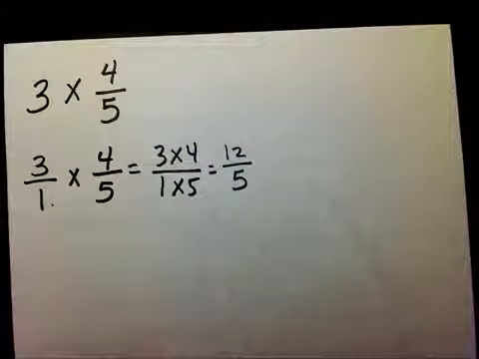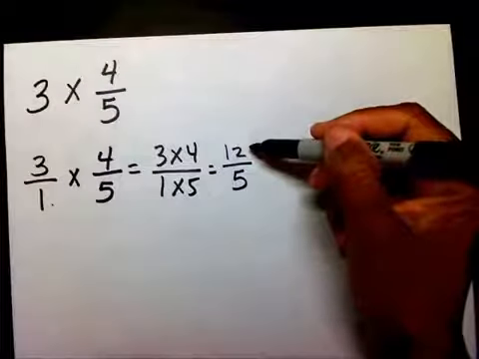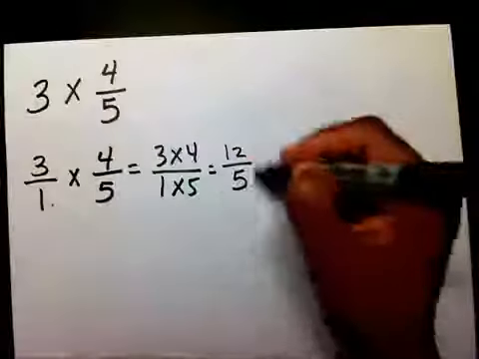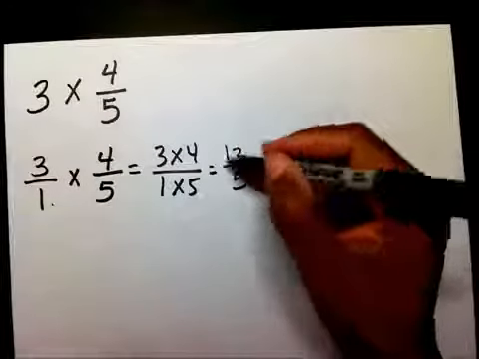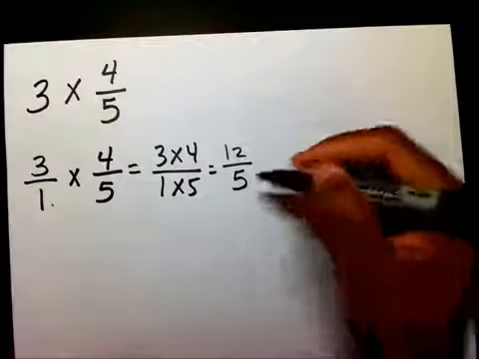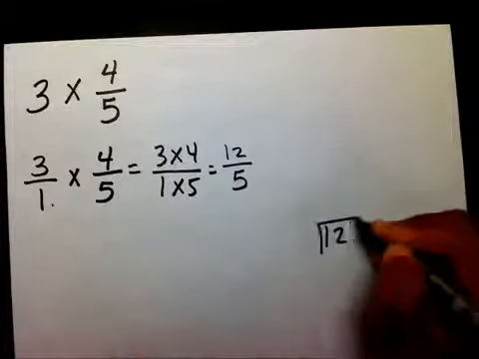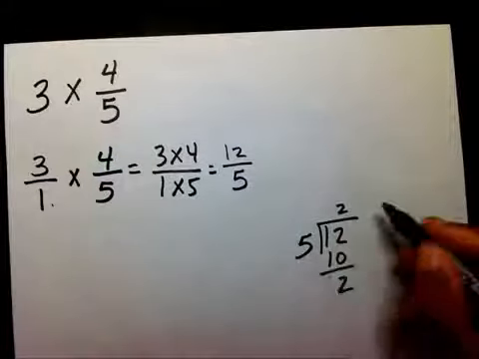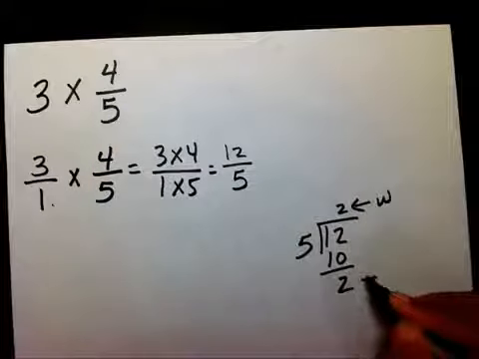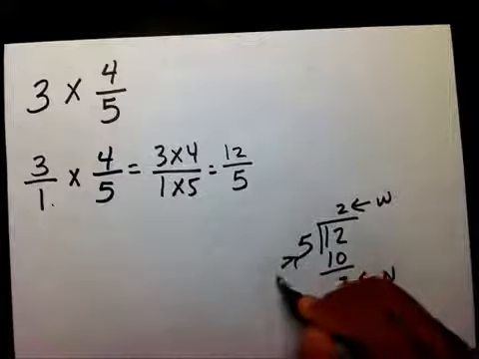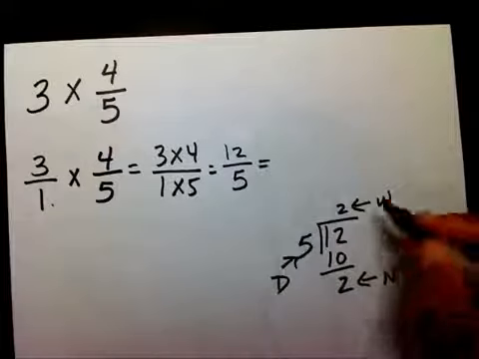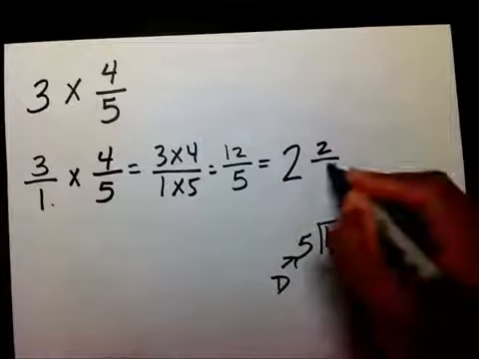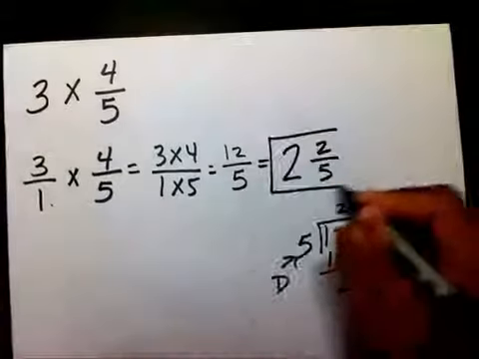As you can see, your numerator was larger than your denominator, so this creates an improper fraction, and we need to change this improper fraction into a mixed number. So I'm going to divide 12 by 5. 5 goes into 12 two times. So this is my whole number, this is my numerator, and that's my denominator. So I have a whole number of 2, my numerator is 2, and my denominator is 5. And this is in lowest terms.